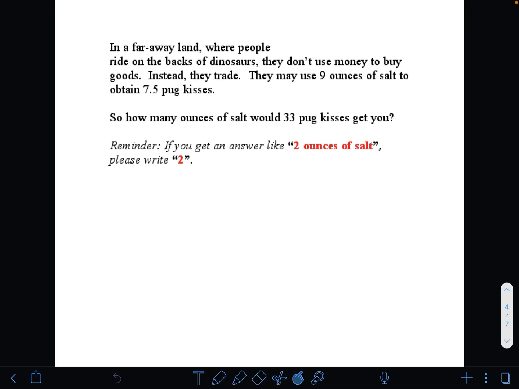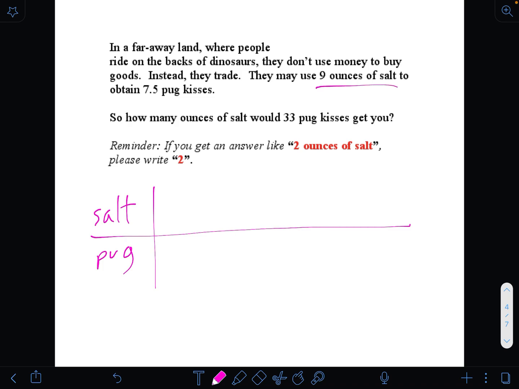Okay, so this is just a conversion problem like you saw before. And if you've been following our steps and doing tables, this won't be too bad. So let's see, if I wrote a table, what would my units be? Well, I think we got salt and pug kisses. So let's see here. What about our numbers? Well, 9 ounces of salt, 7.5 pug kisses. And then we got that 33. Oh, there are 33 pug kisses.